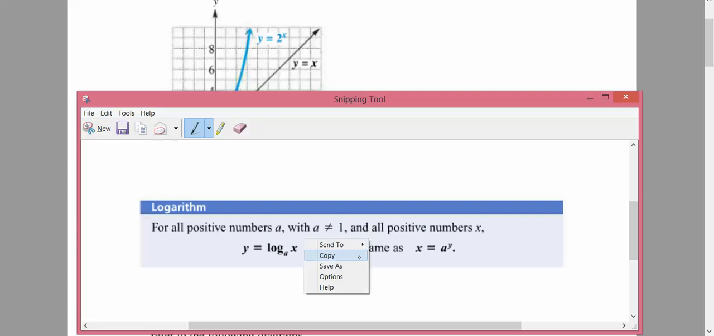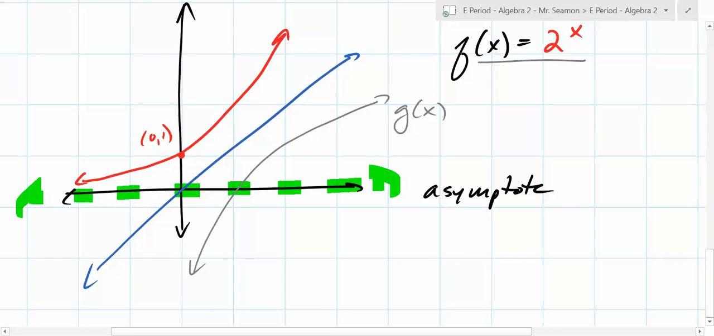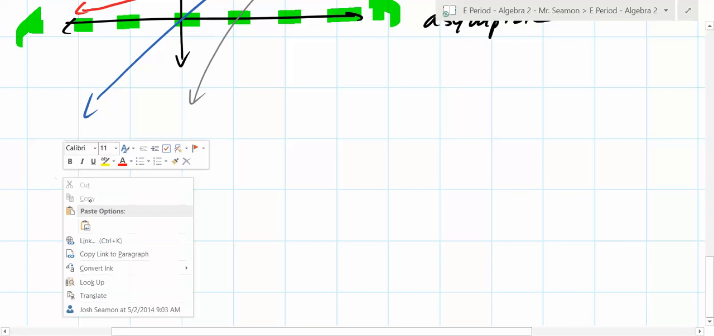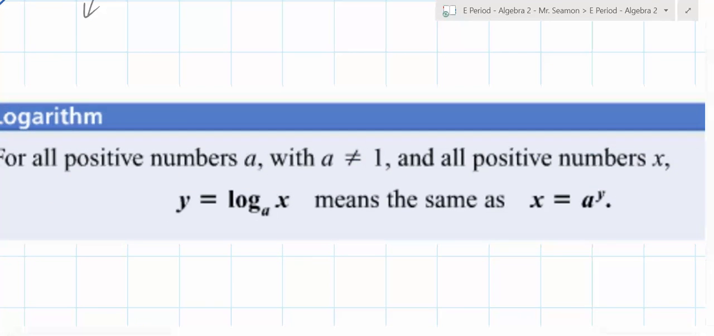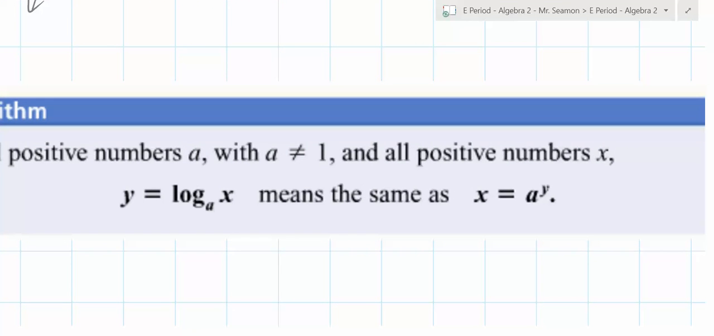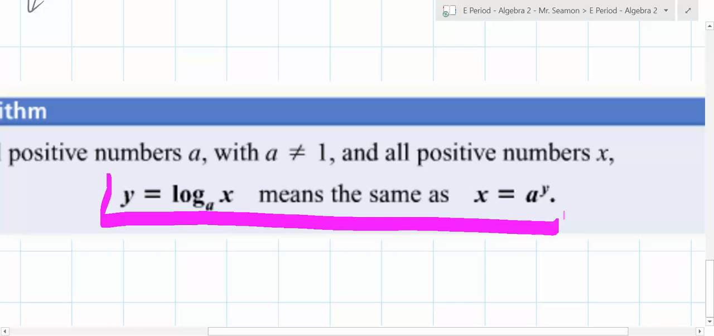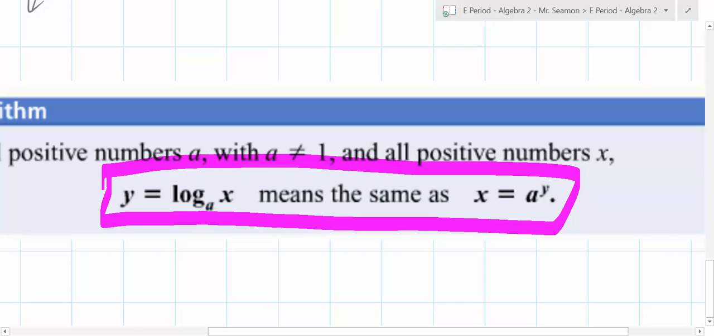So there's something super important right here that you need to memorize, and I want you to do this. Stand up right now. Okay. So this is what I want you to memorize right now. Silently, right now, without talking, silently. Memorize what's in the purple right there.